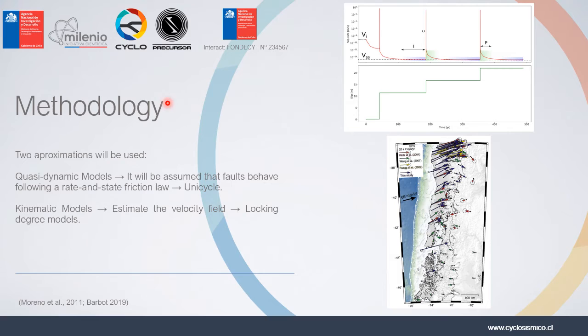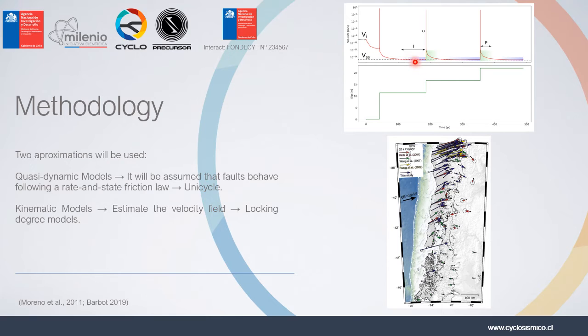In terms of the methodology, we are going to use two approximations. The first one is a quasi-dynamic modeling, where we're going to assume that the fault behaves following a rate and state friction law, using the code Unicycle, which was made by Sylvain Barbot, who is a collaborator of ours from the University of Southern California. And here are some results from that code, where you can actually see the evolution of the velocity through the time of simulation that actually describes quite well the different periods that are happening in the seismic cycle.